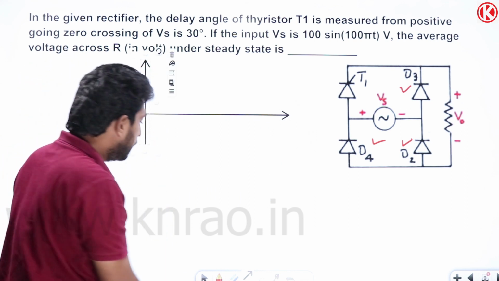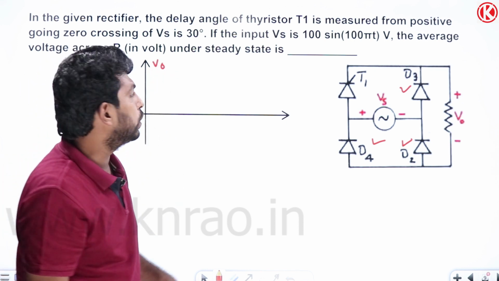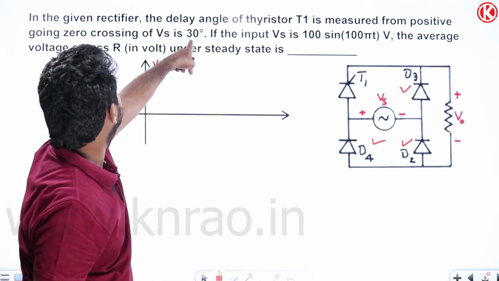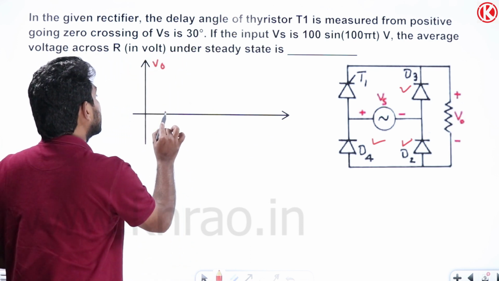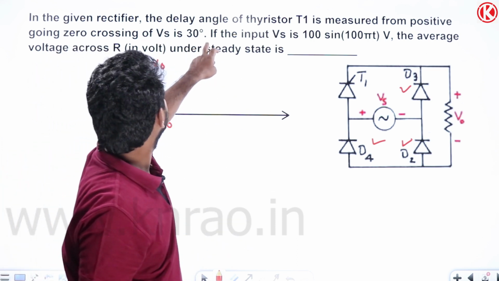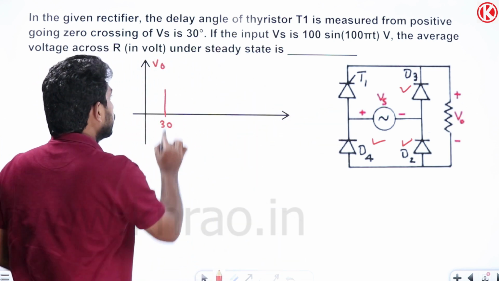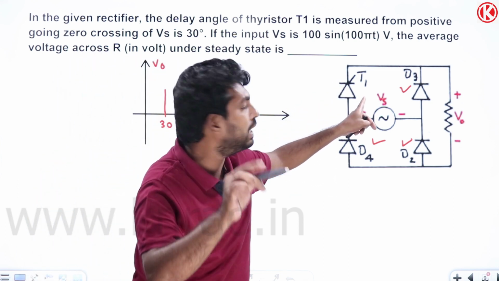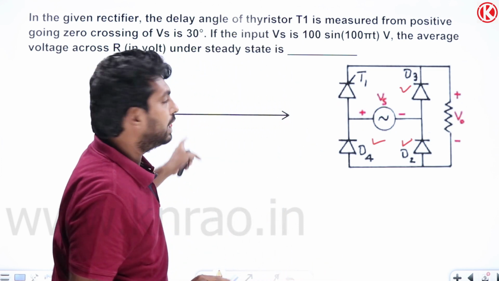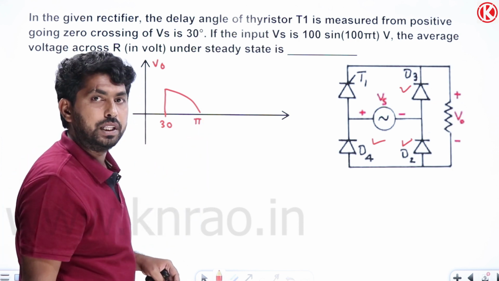So the output voltage waveform is V0 here. Let me trigger T1 at firing angle alpha, which is given as 30 degrees. So T1 is triggered at 30 degrees. When T1 is triggered during 0 to pi, T1 and D2 are forward biased. So since it is triggered at 30 degrees, during the period 30 to pi the output will be VAB.